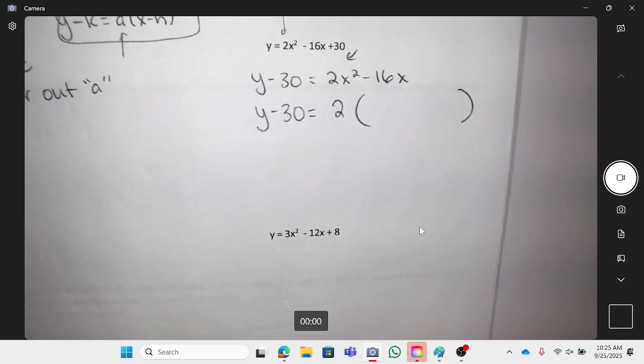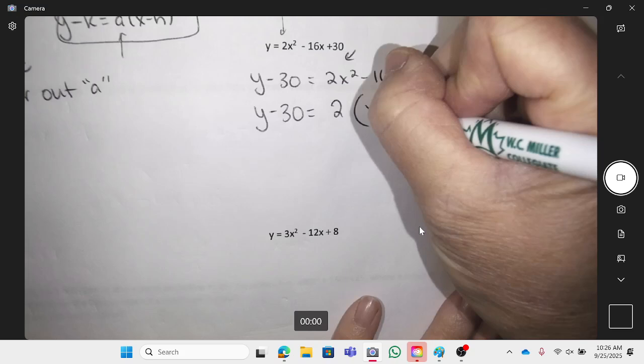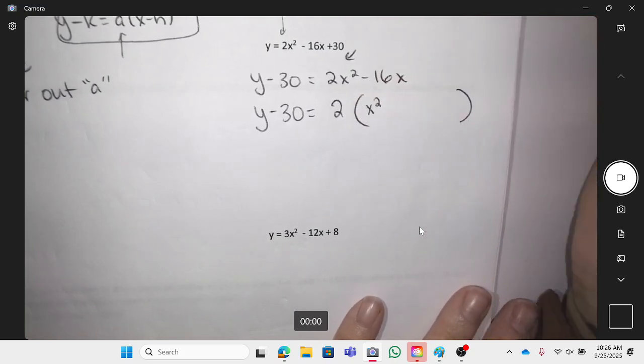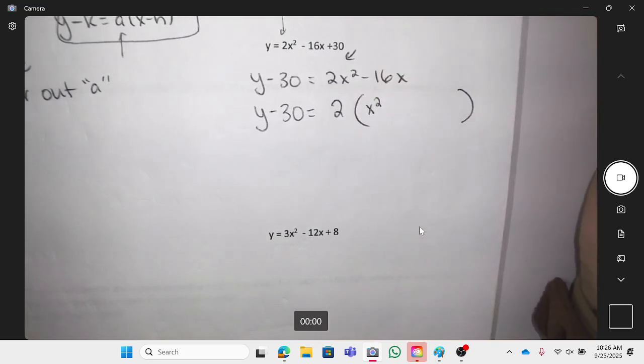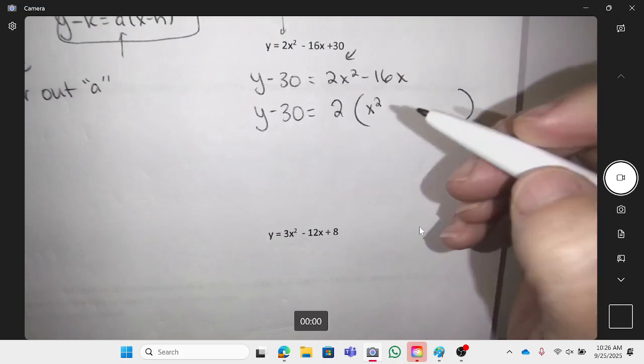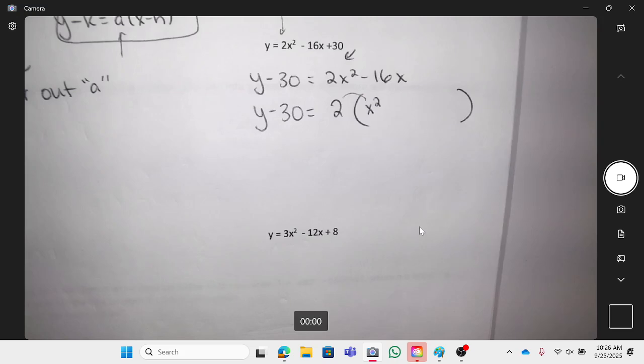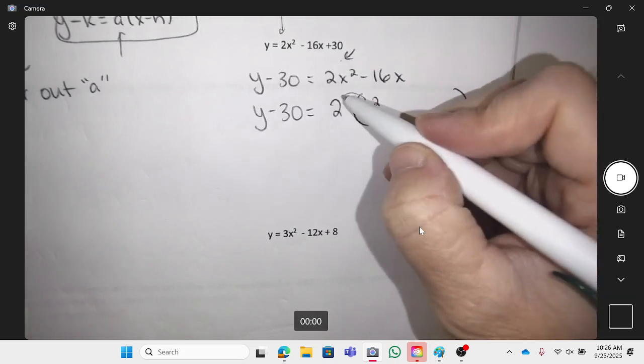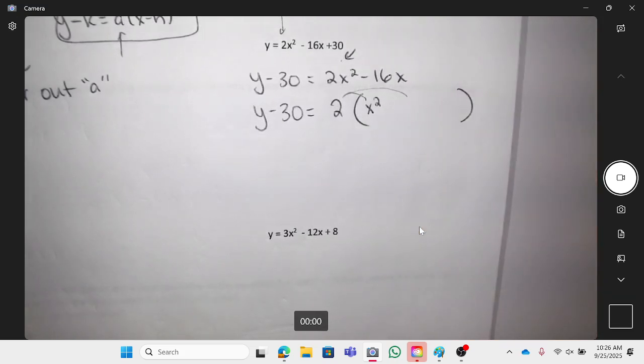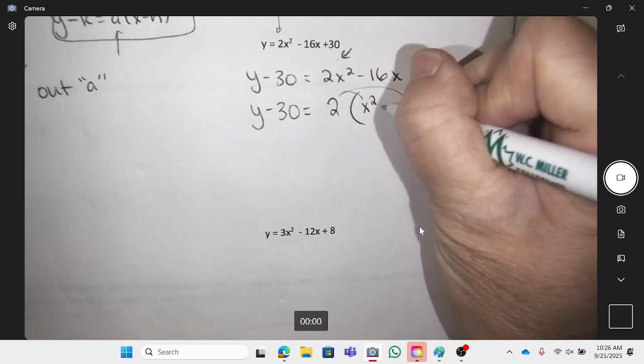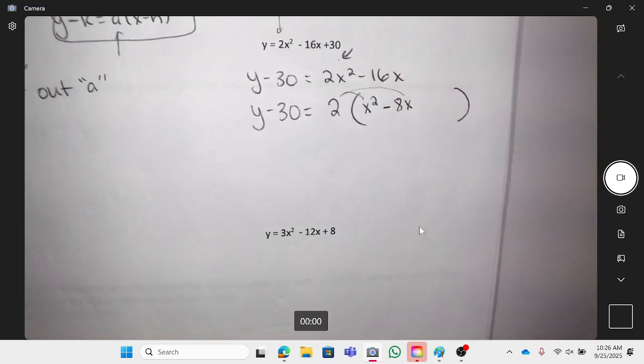Detach the 2. Okay, now what do you have? Instead of 2x squared, now we have 1x squared, right? Because you detach the 2. Or in other words, 2 times x squared. Check. 2 times, what would be in the middle now? It's not the 16 part, it's minus 8. Okay, so we've detached the 2.